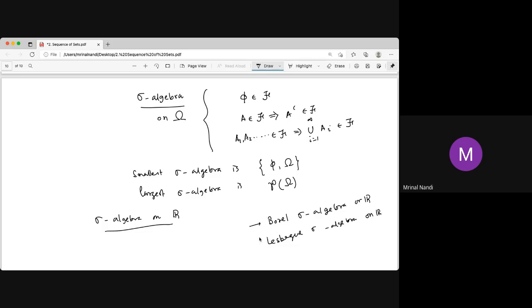And next class we will see how the Borel sigma algebra is constructed. It is a constructive way. We take some sets in the Borel sigma algebra, then from those sets we construct the other sets in this Borel sigma algebra. So this is for today.